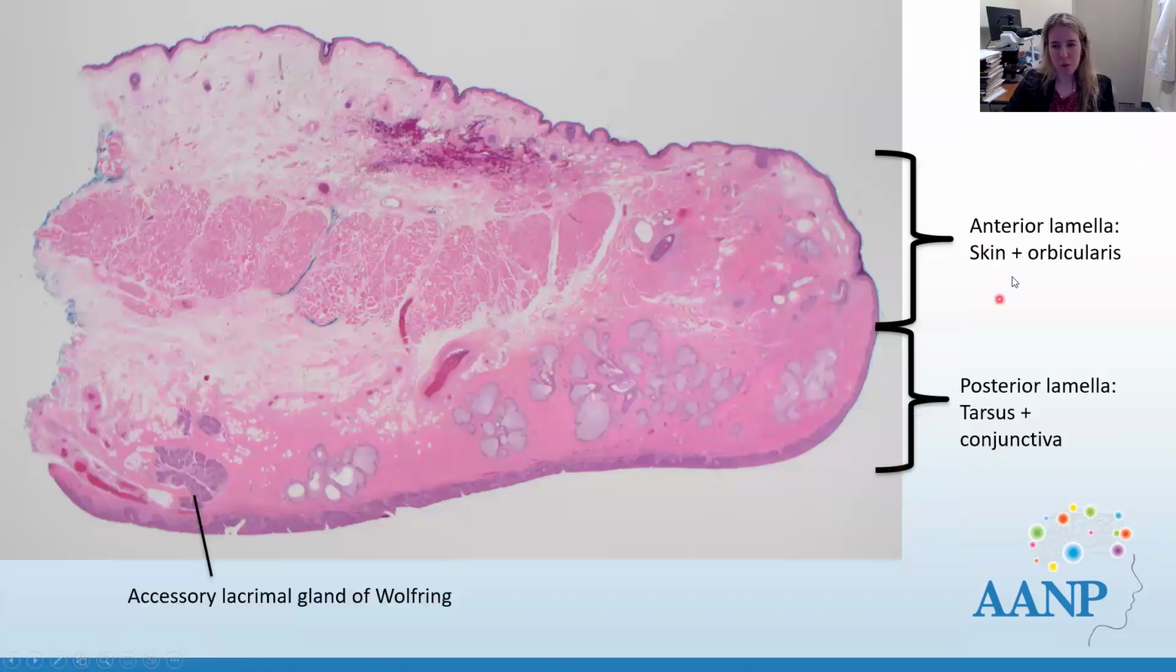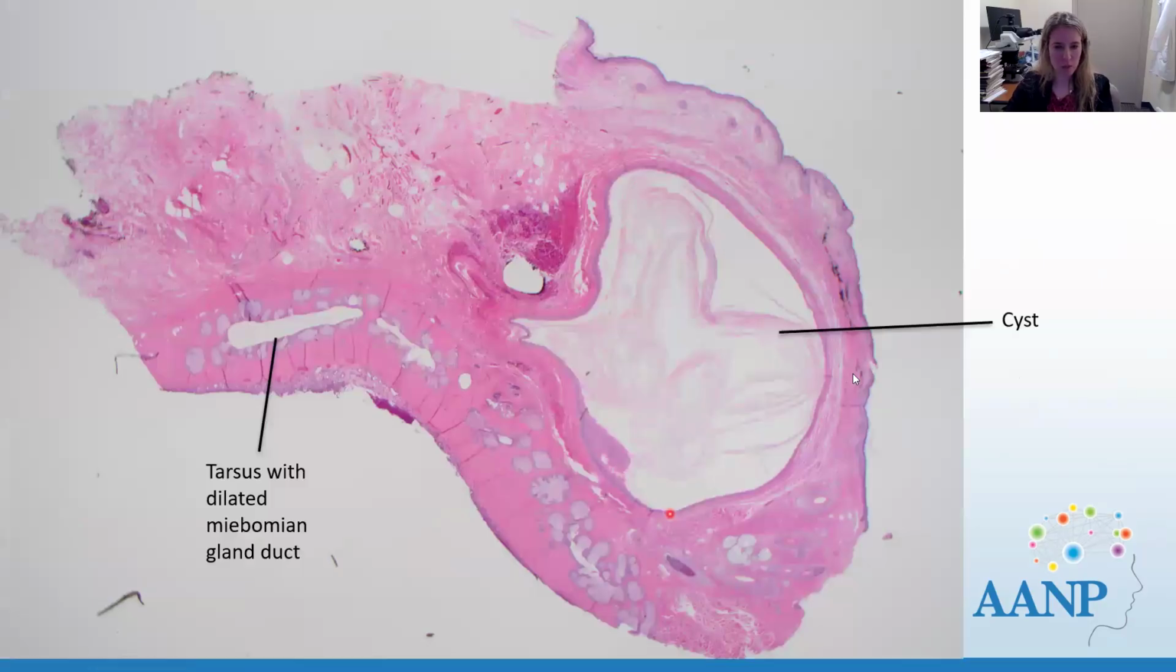And the reason I'm showing you here another eyelid is because here is anterior lamella, posterior lamella, and this one actually has an accessory gland, a lacrimal gland of Wolfring right there in the tarsus. You won't see it on every section, but you do see it from time to time when you have a full thickness eyelid that's the whole entire height of the tarsus.